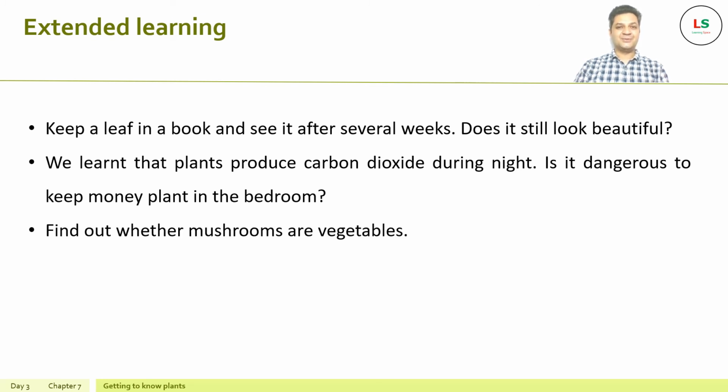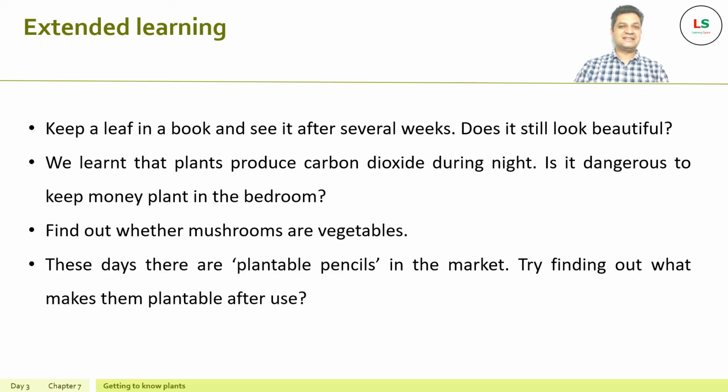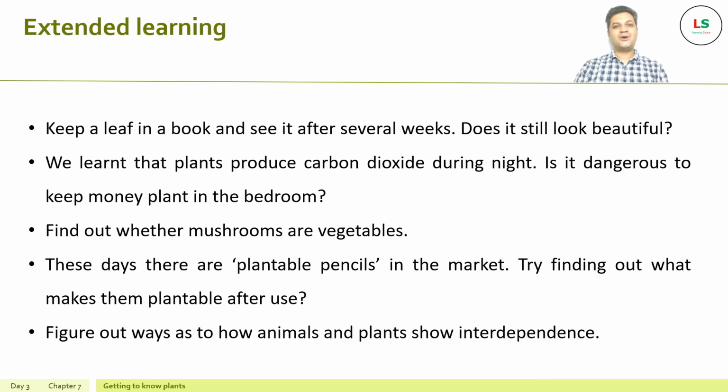Find out whether mushrooms are vegetables. These days there are plantable pencils in the market. Try finding out what makes them plantable after use. Figure out ways as to how animals and plants show interdependence.